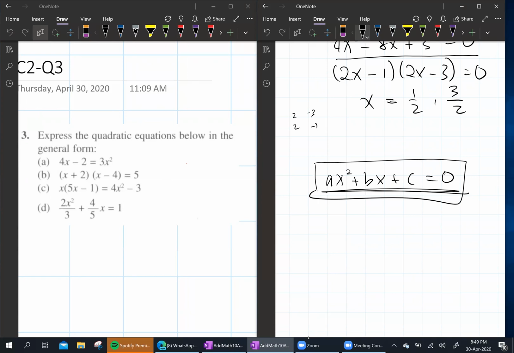You see, ax squared plus bx plus c equals 0 is also the same as 0 equals ax squared plus bx plus c. So you can either move to the right or move to the left, it doesn't matter.